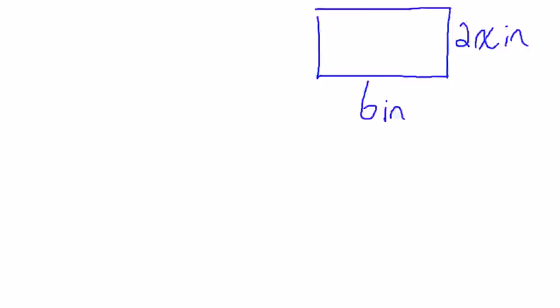Alright everyone, this is a video about a word problem that has to do with solving an equation that has variables on both sides. So in this particular example, the question states that the value of the perimeter of the figure, which is a rectangle, is equal to the value of its area.